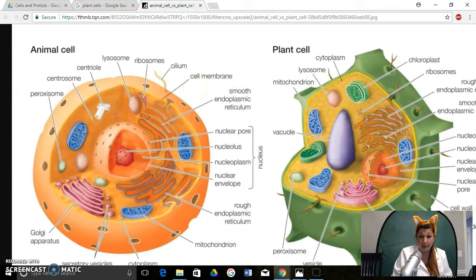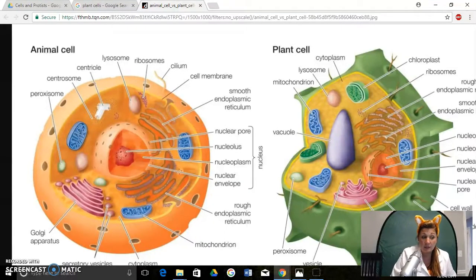They both have a cell membrane, which controls what goes in and out. The plant cell has the cell wall and chloroplast. Both have a nucleus. That's the brain, which controls everything in the cell. And the mitochondria, they both have. That's the powerhouse, which turns nutrients into energy.